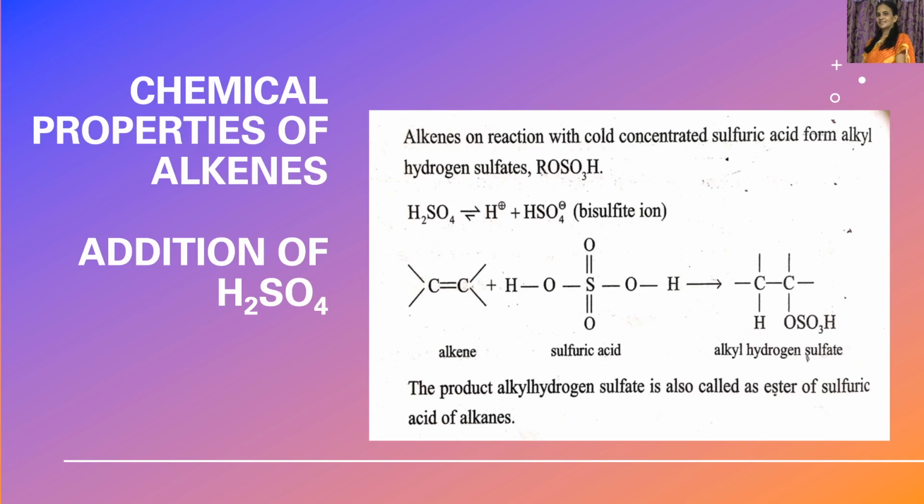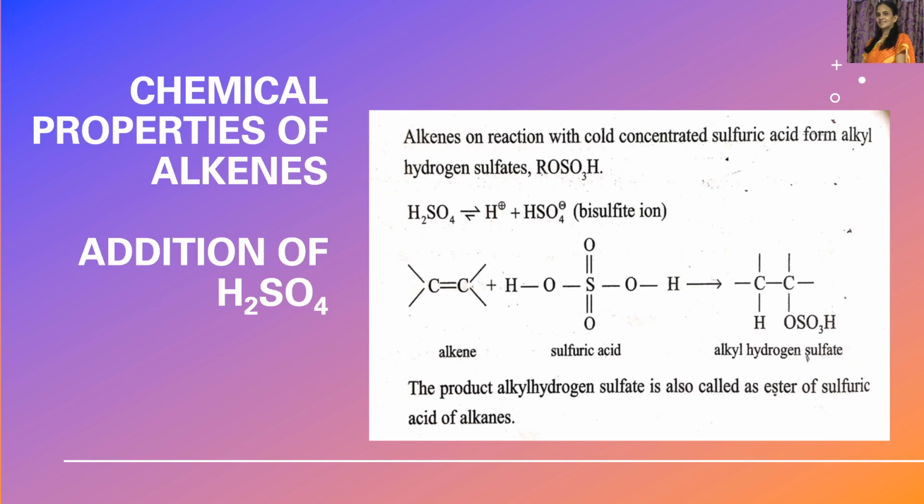Addition of sulfuric acid. Alkanes on reaction with cold concentrated sulfuric acid form alkyl hydrogen sulfates. And let's see the reaction. In the first step, sulfuric acid ionizes to form H plus and HSO4 minus ions. This is the proton and this is the bisulfate ion.